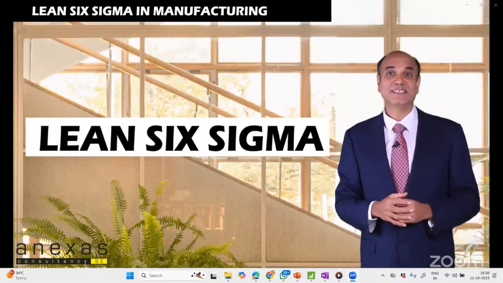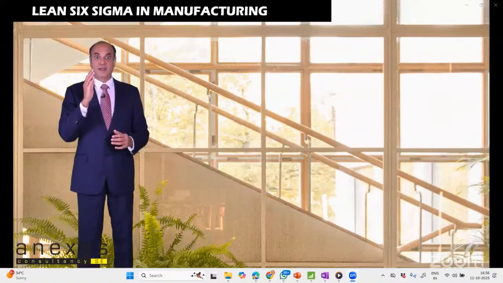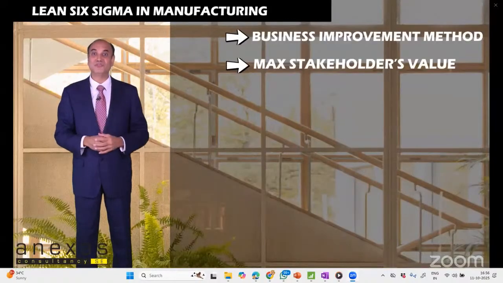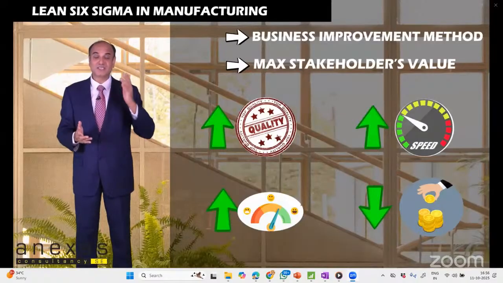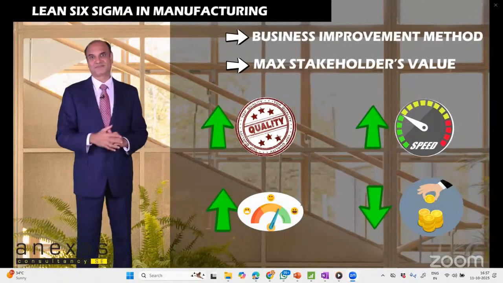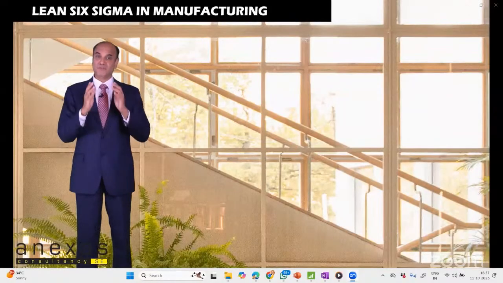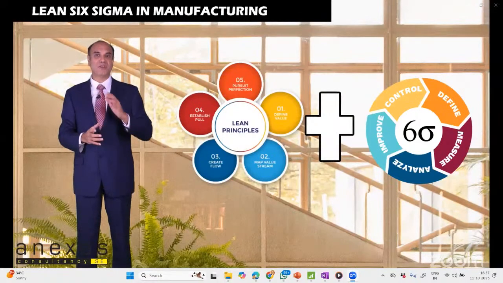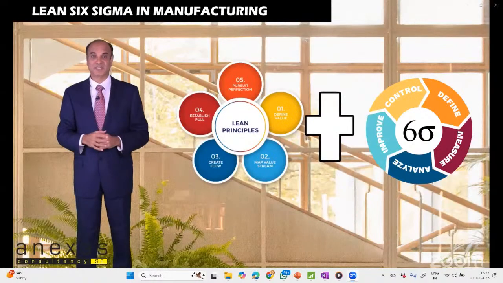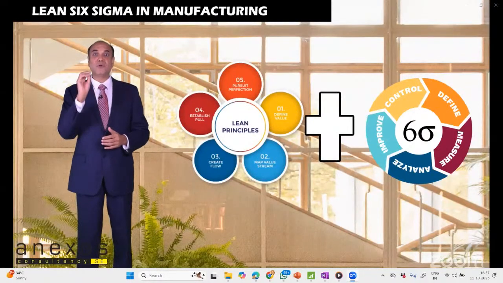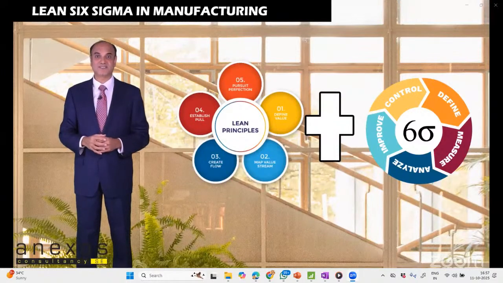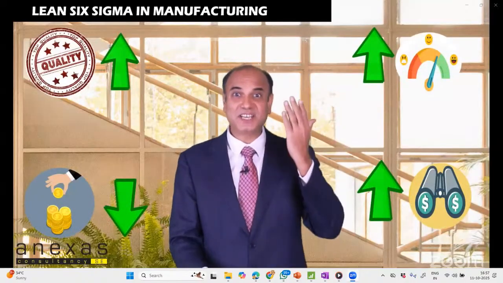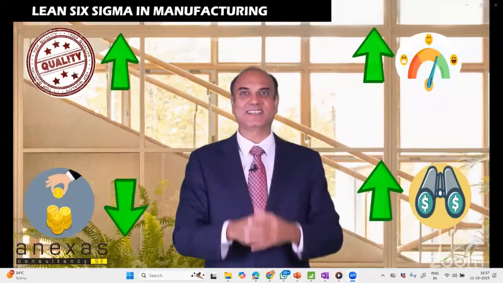Here is how Lean Six Sigma can improve your processes in manufacturing. Lean Six Sigma is defined as a business improvement method that aims to maximize the shareholders' value by improving the quality, speed, customer satisfaction, and reducing the costs. It merges tools and principles from both Lean and Six Sigma to do this. It has become the most popular business strategy for deploying continuous improvement in the manufacturing industries. With its help, you can make sure that only essential steps remain in a process. The moment I say Lean Six Sigma techniques, high quality, low cost, increased profits, and customer satisfaction should automatically come to your mind.